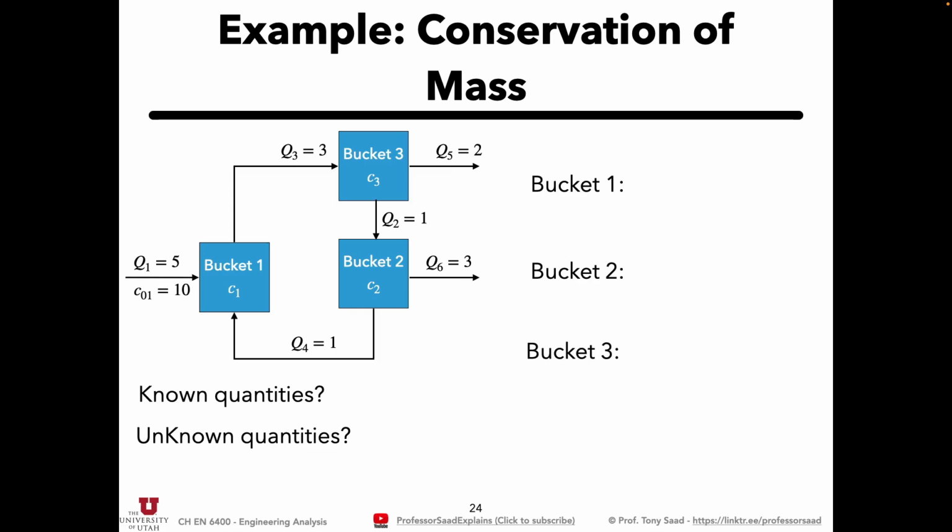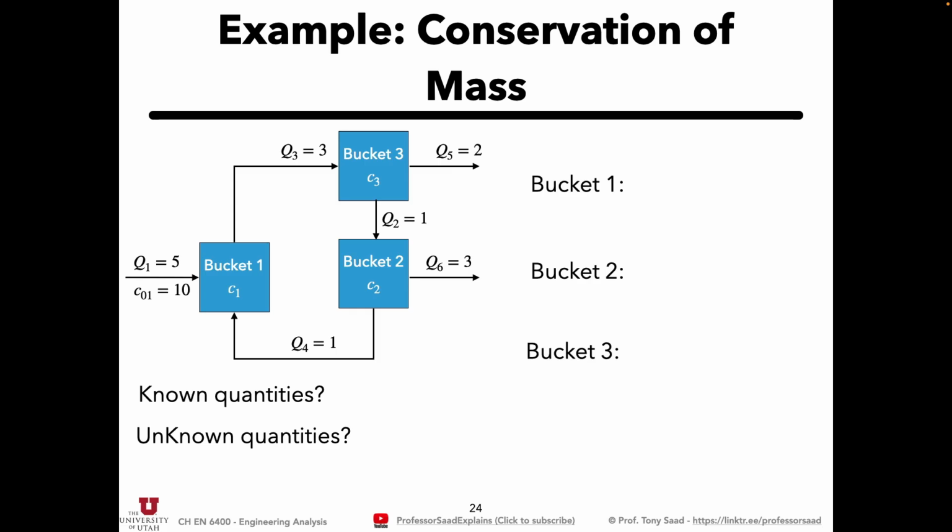That's really good because then mass is simply concentration times flow rate, right? So for example, the mass that is coming in here is Q1 times C01, or 5 times 10. That's 50 kilograms per second coming in here. What is the mass that's coming in here? It's Q4 times what? C2. There's only C2 coming out of this bucket. So C2 is coming here at a rate of 1 cubic meter per second. So you get Q4 times C2 kilograms per second coming in.